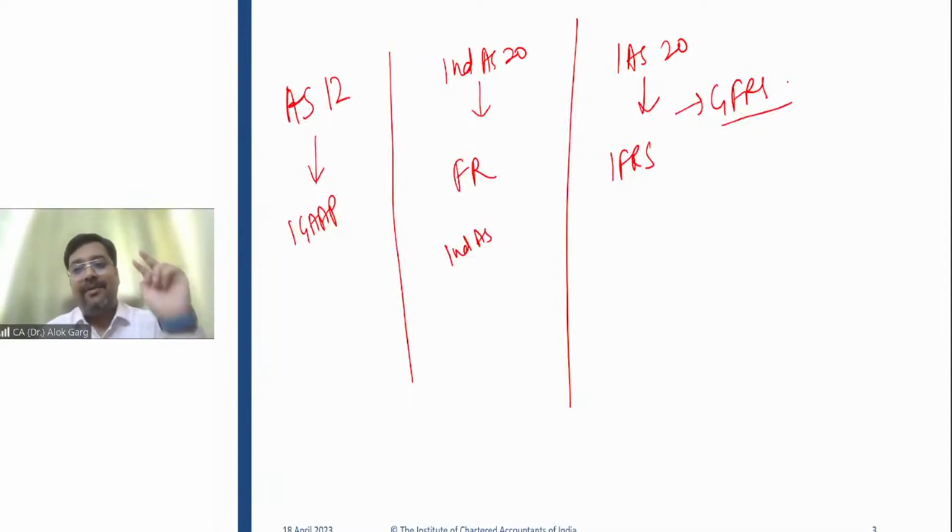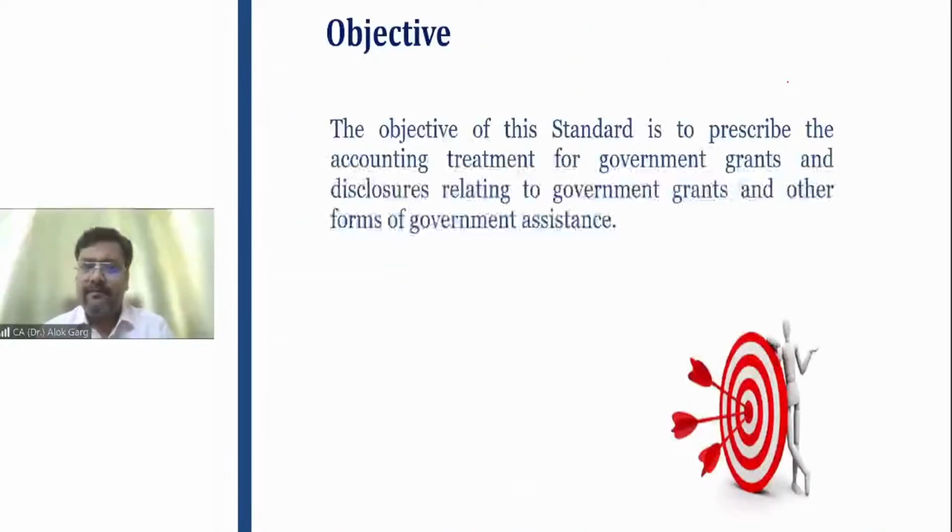So today, two chapters will be completed. One Ind AS 20 and the second one IAS 20. Okay, there is no difference between the converged Ind AS on government grant versus the global standard on government grant, right? Is that clear? Very good.